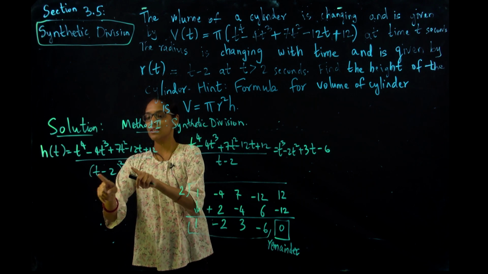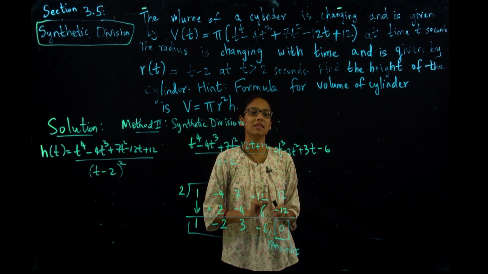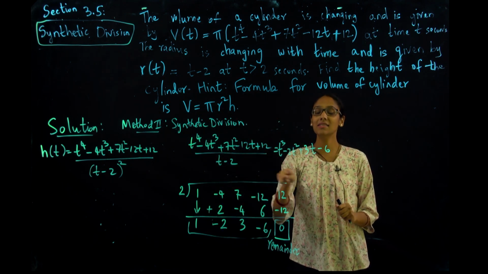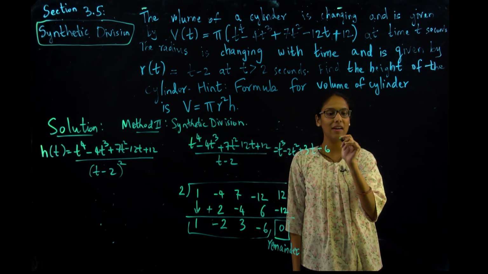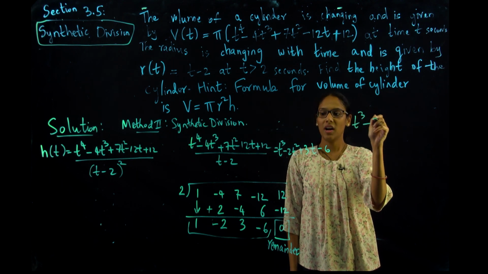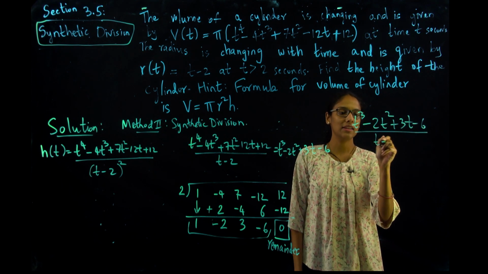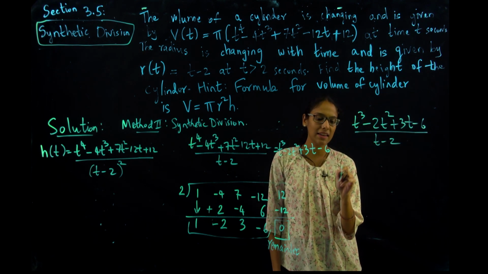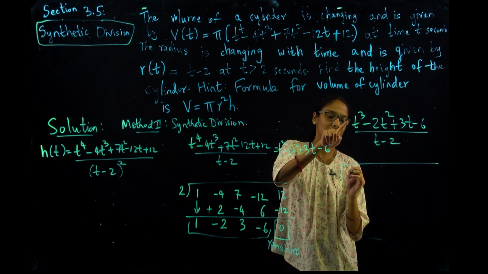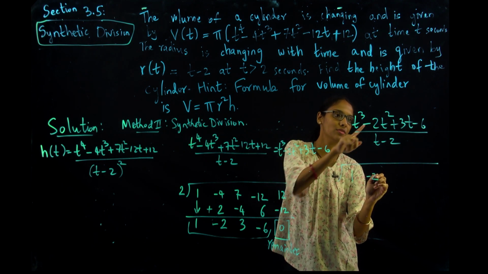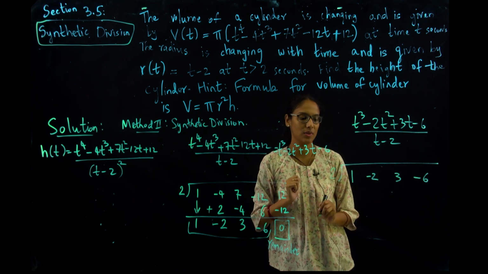We had to divide with t minus 2 the whole squared, which means we have to do one more division with a power of t minus 2. So we are going to divide this quotient by t minus 2. So we are going to have t cubed minus 2t squared plus 3t minus 6 divided by t minus 2. So again, let's do synthetic division. This is a linear divisor here. So list down the coefficients, 1, negative 2, 3, and negative 6. You have 2 here.